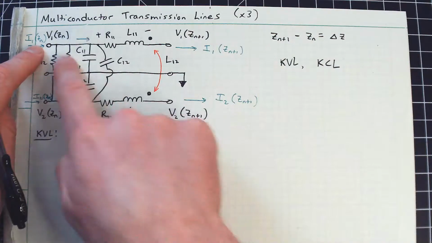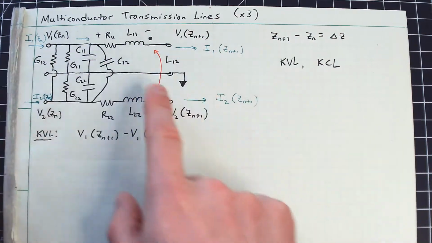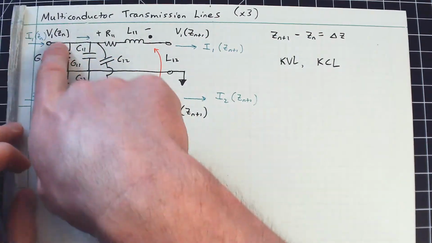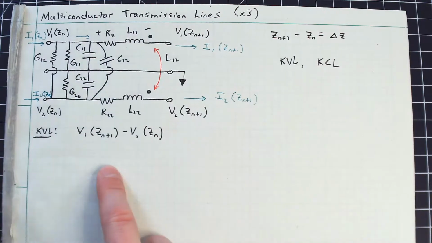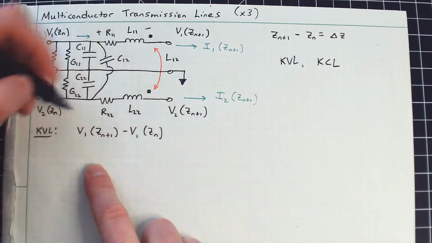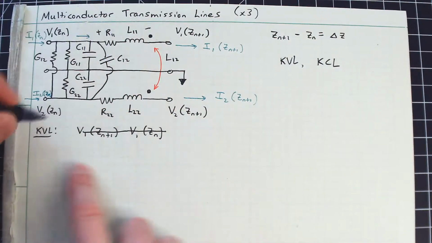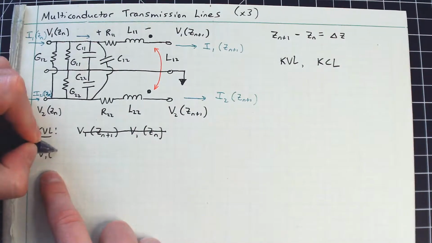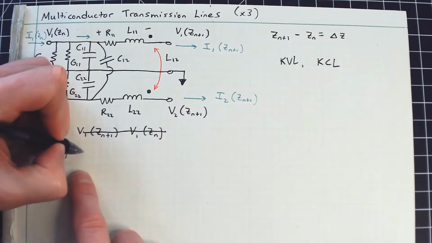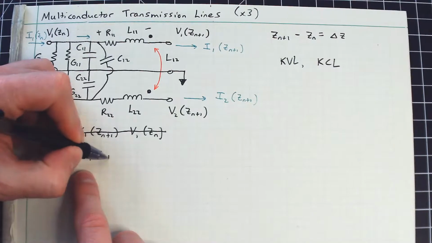I've actually written this backwards here. I want my current to go this way, so that means I want this voltage to be higher than this one here. So what I'm actually going to do is cross this out. We'll say V1 at z sub n minus V1 at z sub n plus 1.